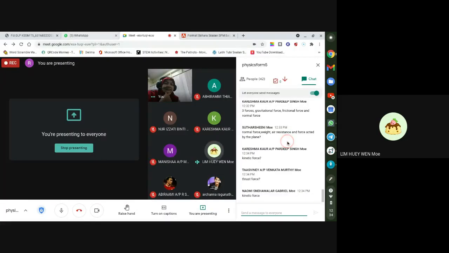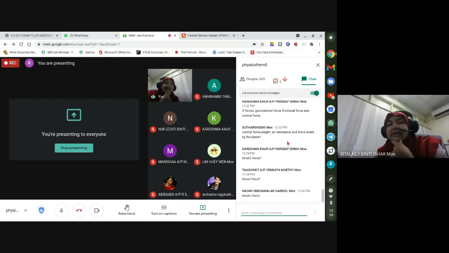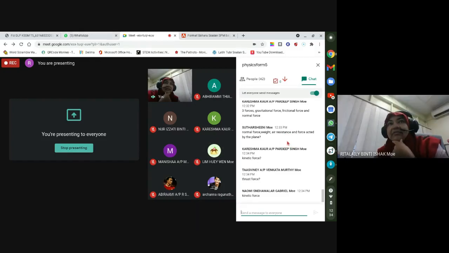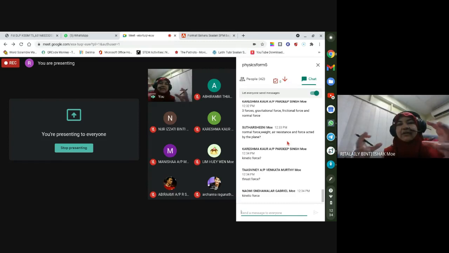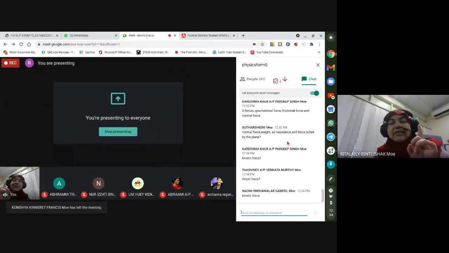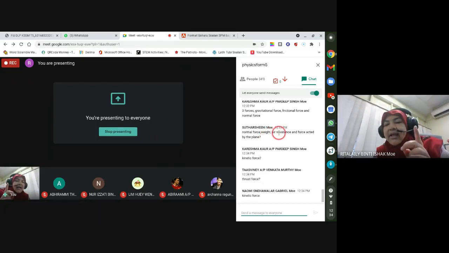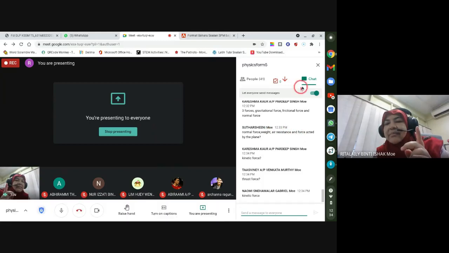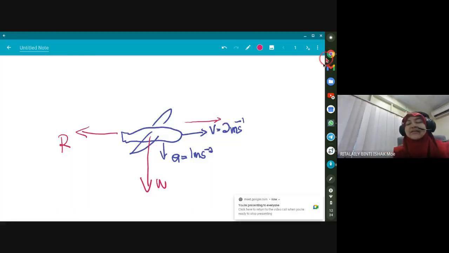Is it resultant force? Resultant force is the net force. When you add all the forces, baru dapat resultant force. So sekarang saya nak tahu apa forces yang ada. So sini sebut normal, weight, air resistance, force acted by the plane. Okay. So force acted by the plane is called thrust. Pernah dengar engine thrust?